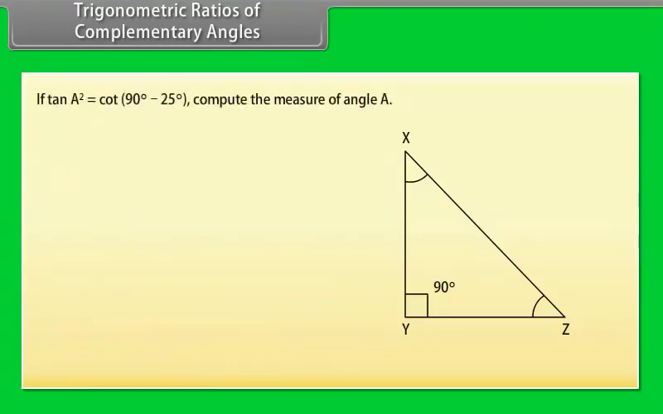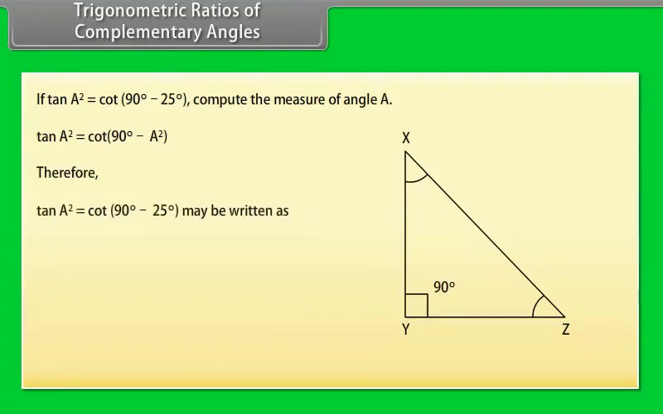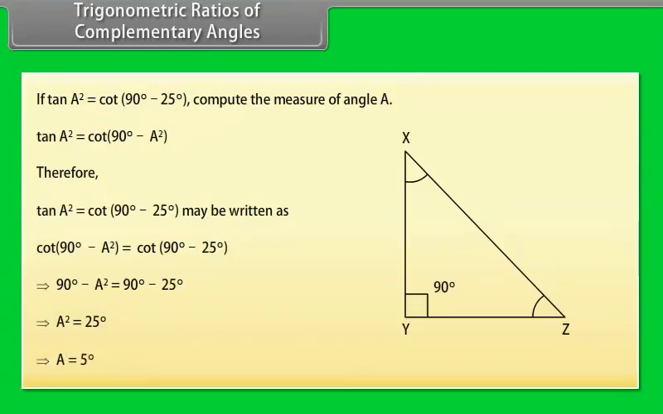If tan A square is equal to cot 90 degree minus 25 degree, compute the measure of angle A. Tan A square is equal to cot 90 degree minus A square. Therefore, tan A square is equal to cot 90 degree minus 25 degree may be written as cot 90 degree minus A square equals cot 90 degree minus 25 degree. It implies that 90 degree minus A square is equal to 90 degree minus 25 degree. In other words, A square is equal to 25 degree. A is equal to 5 degrees.